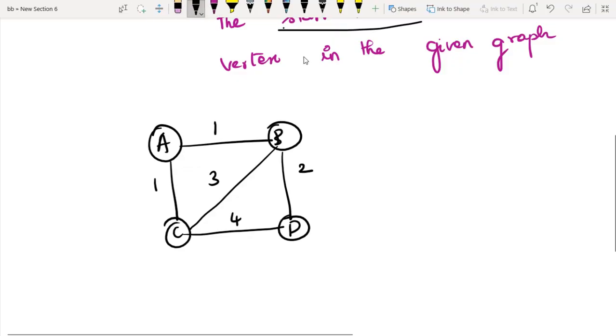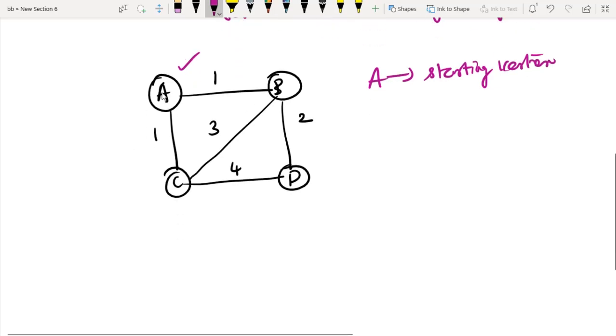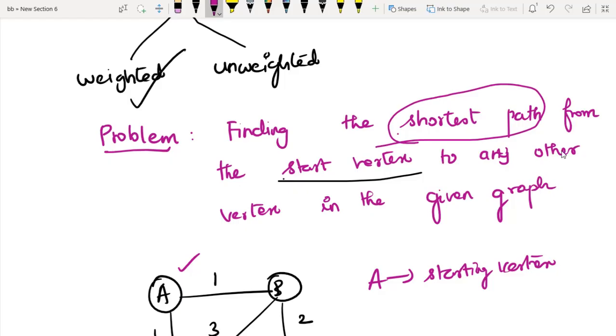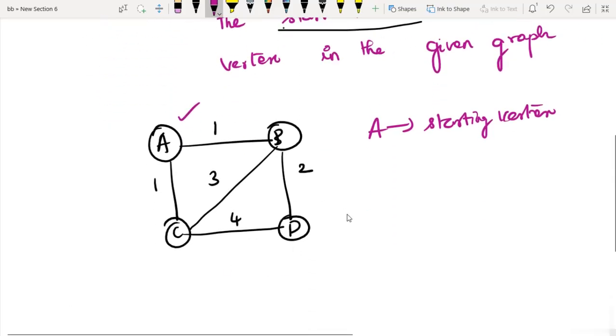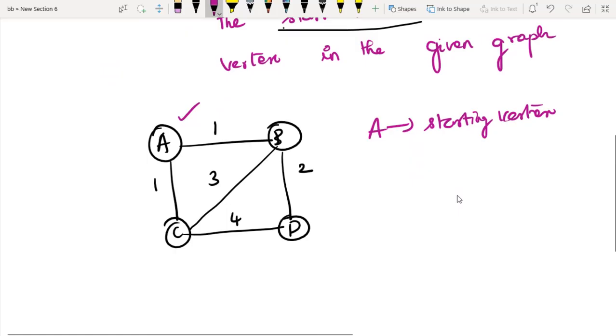Now I'll assume A to be my starting vertex. So from A, I have to find the shortest distance to any other vertex in the given graph. What do you mean by shortest path, by the way? Shortest path is, let me assume that from A to B, I can go this way.